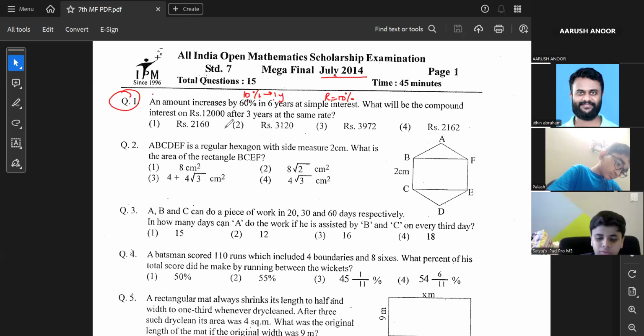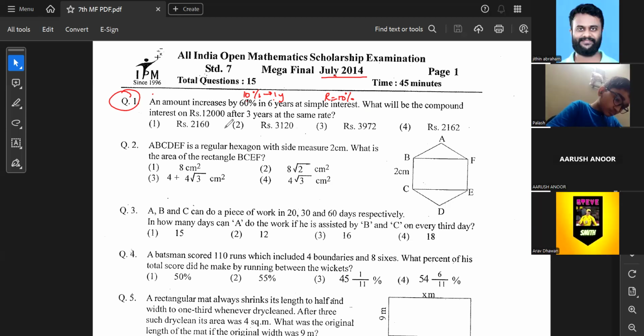Sir, I've got the answer. Okay, tell me what's your answer? Sir, option 3. Okay, so tell me, how did you solve it? Sir, they have given that the amount increases by 60% in 6 years, so the rate is equal to 10%. And they have asked the compound interest, so I applied the formula for compound interest: P(1 + R/100)^3 minus P. And I got the answer to be 3972. Okay.